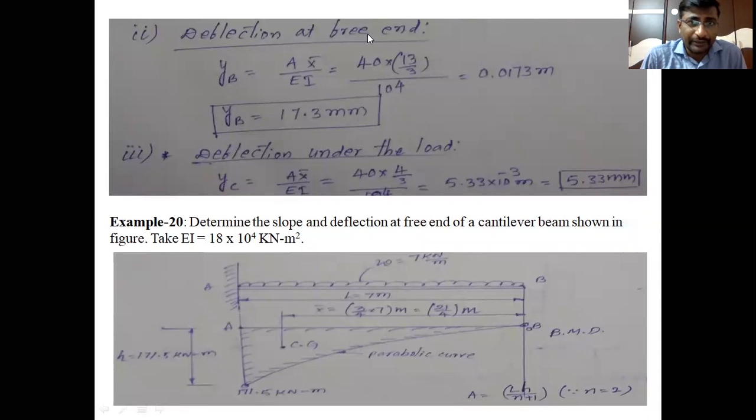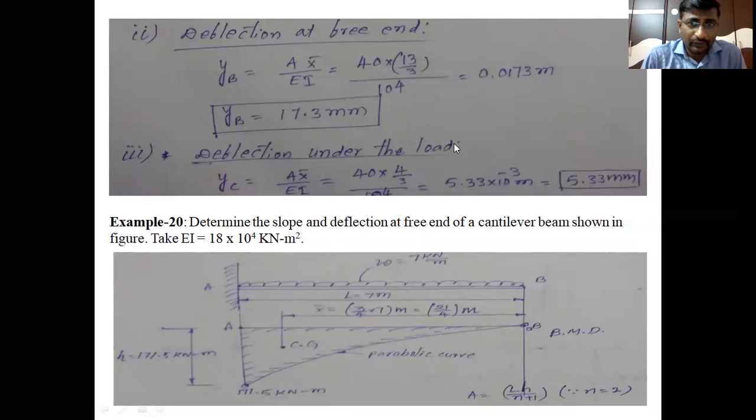Then deflection at point B, deflection at free end. What is the deflection formula? Y B equals A X bar by EI. Area is 40, X bar is 13 by 3, divided by 10 to the power of 4. We will get 0.0173 meters, otherwise 17.3 mm. This is the deflection at free end.